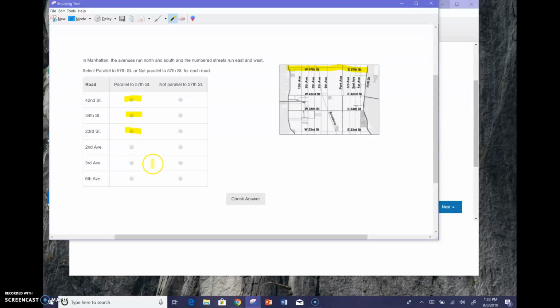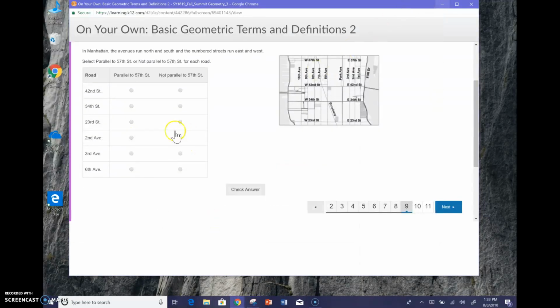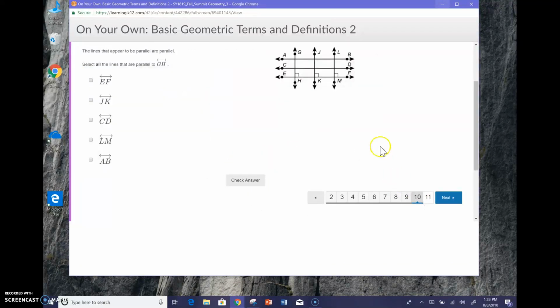The avenues run north to south. They are not parallel. They are perpendicular, by the way. So avenues are not. Streets, parallel. Avenues, not. And there's our answer.